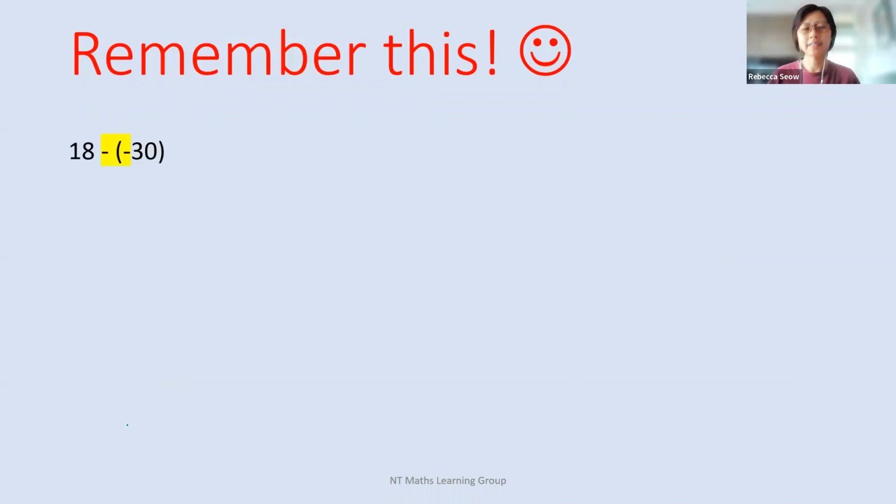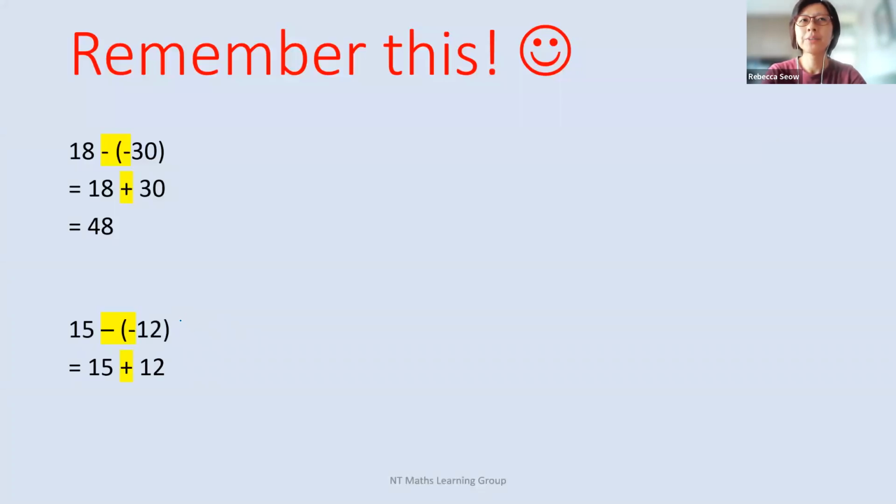Now let's take a look at other examples. 18 subtract -30, so minus minus. So when there are two subtraction signs, we add them together. 18 plus 30, we get 48. Next, 15 take away -12, we'll end up with 15 plus 12, which is 27.